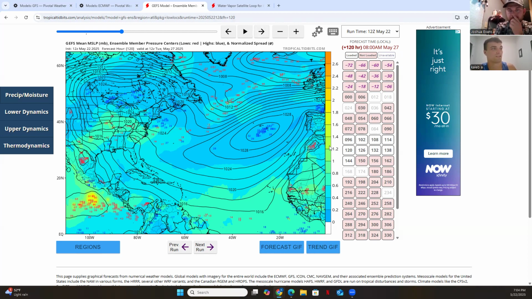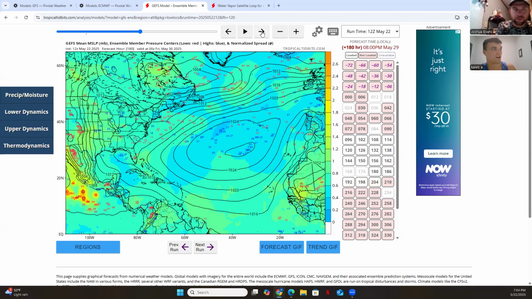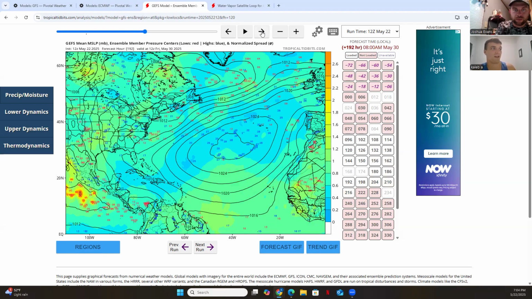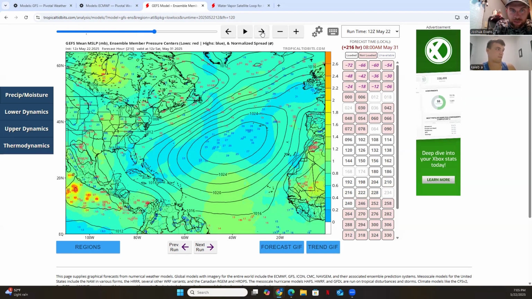So I'm gonna knock this. Well, we'll just do a frame by frame. We'll just watch how everything just kind of evolves and goes insane and spreads out. So now the Bermuda High is everywhere. There's lows literally across the entire screen at this point. And then watch what happens with the tropics.